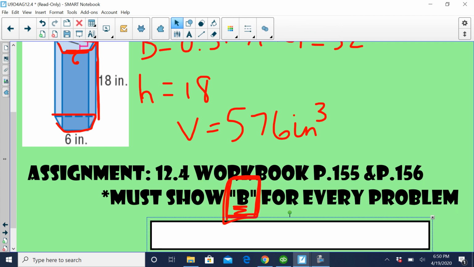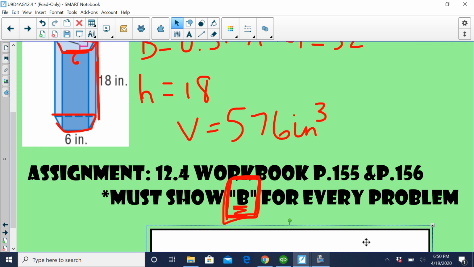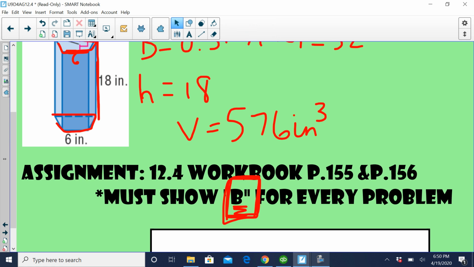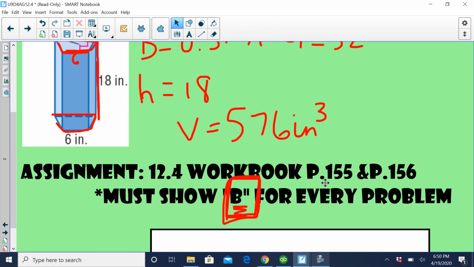Okay, the assignment is going to be your 2 workbook pages. So workbook page 155 and 156. I would strongly encourage you to do 1 page each day. Don't spend a lot of time working on both pages the same day. You guys won't have very many tasks this week, so I would recommend that you do 155 on one day and do 156 on another day.